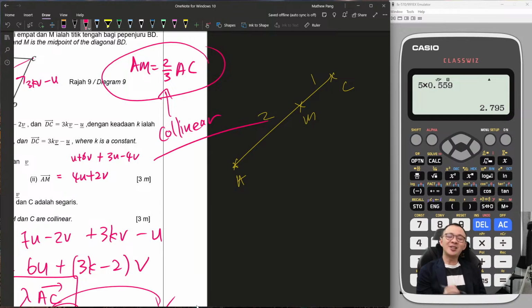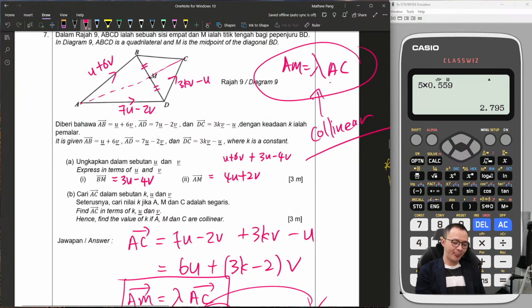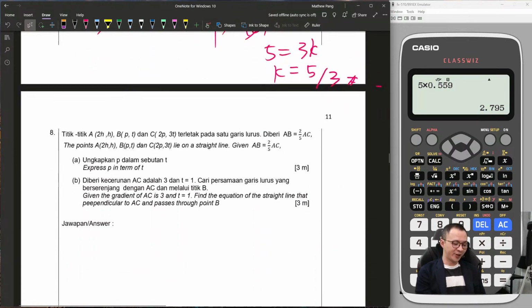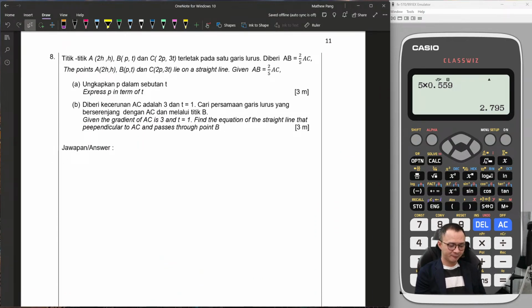But why did I use lambda just now? Because I do not know what the ratio between them is. So the 2/3, I do not know, so I use a lambda to represent it. Whenever you see collinear or parallel, you can always do it like this. I hope you can understand. Next one.